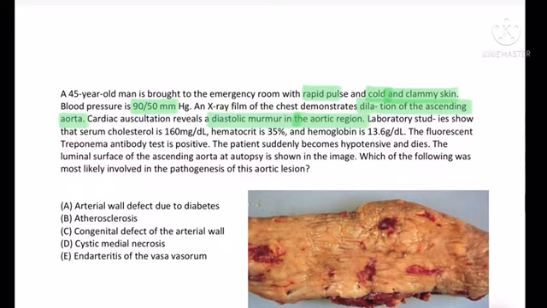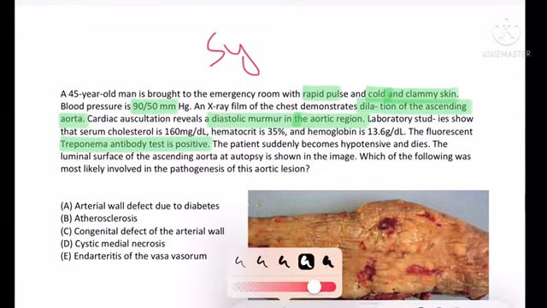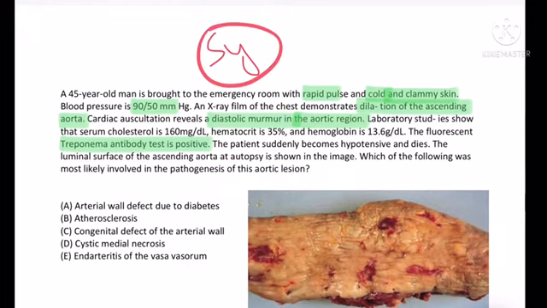The lab values show the cholesterol is normal, hematocrit is normal. So what they said is that the treponema antibody test is positive. It means that the patient is suffering from syphilis. If a patient is suffering from syphilis, then it means there are some conditions.